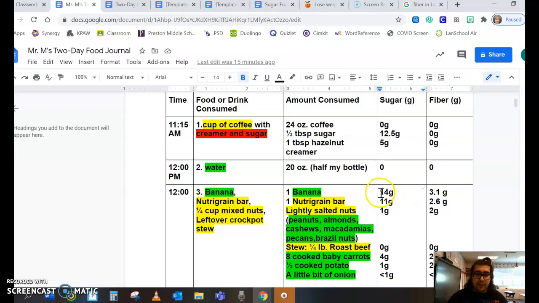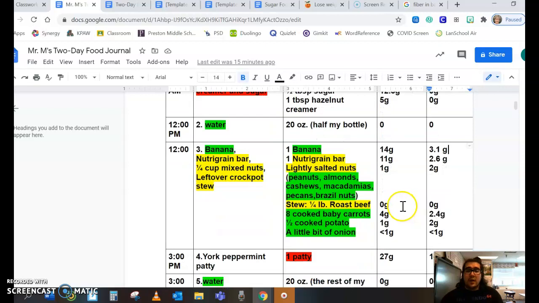Like I said, my banana was 14 grams of sugar. I only had one of those, so it was 14 grams by itself, and it was 3.1 grams of fiber. My Nutri-Grain bar then was 11 grams of sugar, and it was 2.6 grams of fiber. So things like that, things that are sort of healthy, sort of a little processed or even just natural foods, they should have a good mix of fiber and sugar.